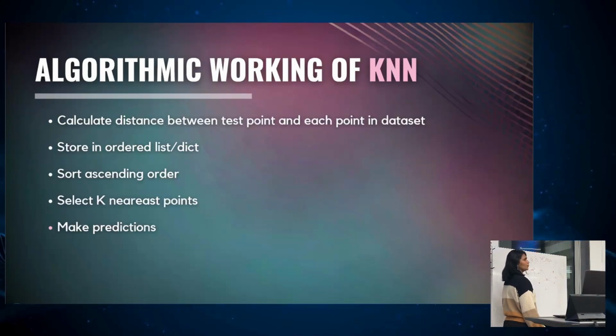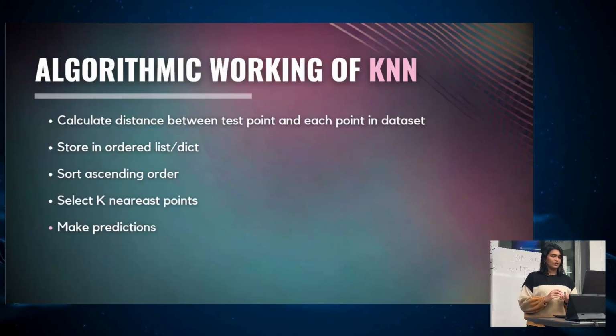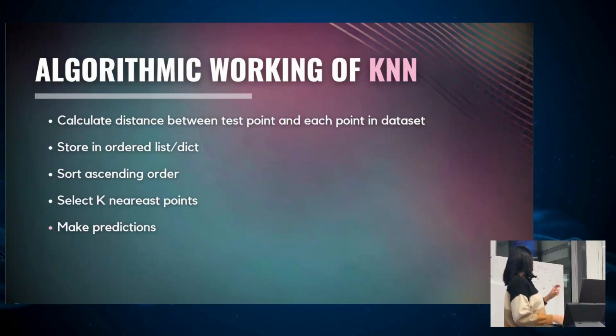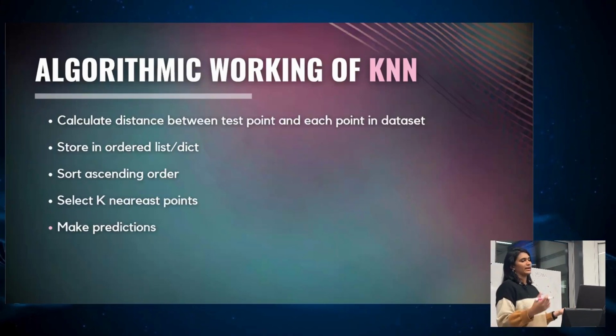Yeah. So this is how it'll be. And the next step is that it will sort. So once it sorts, we can find the k nearest neighbor points. Once it sorts, the first 5 or the first k points will be the nearest neighbors. And based on this dictionary or this list, we'll make predictions.